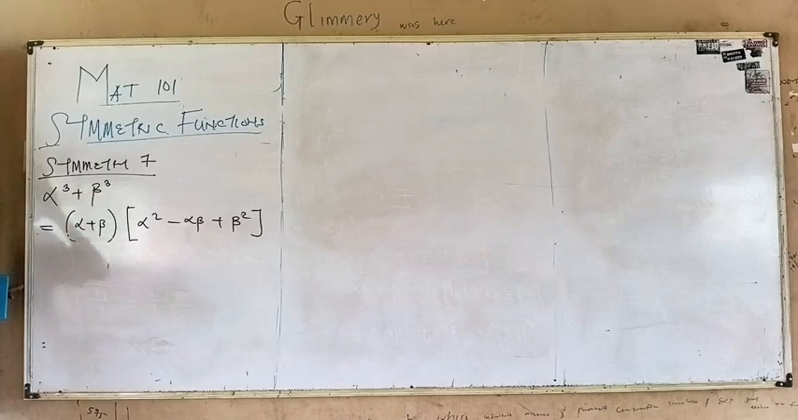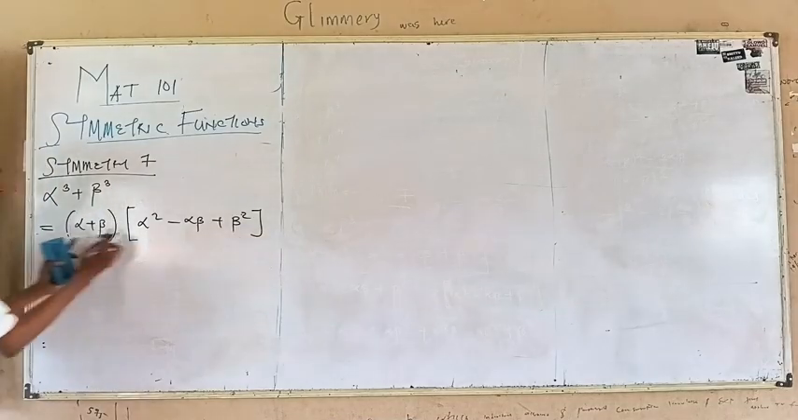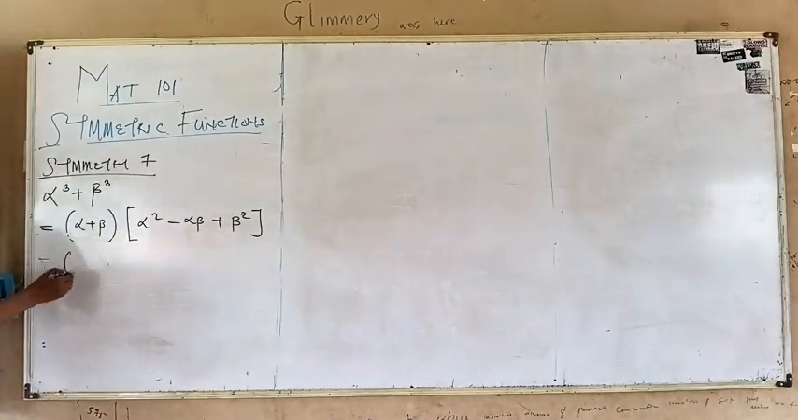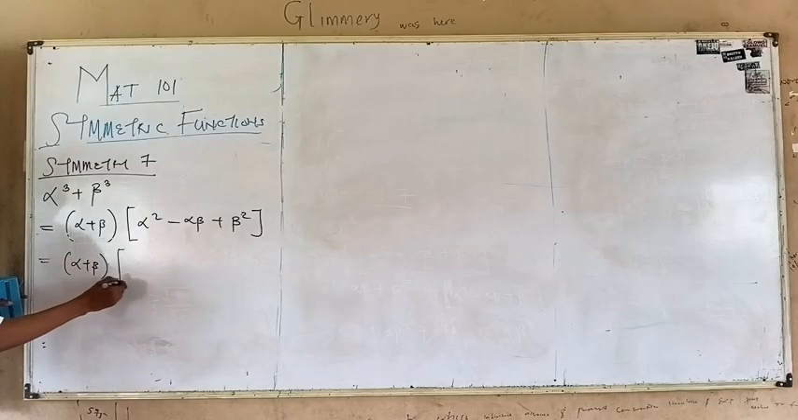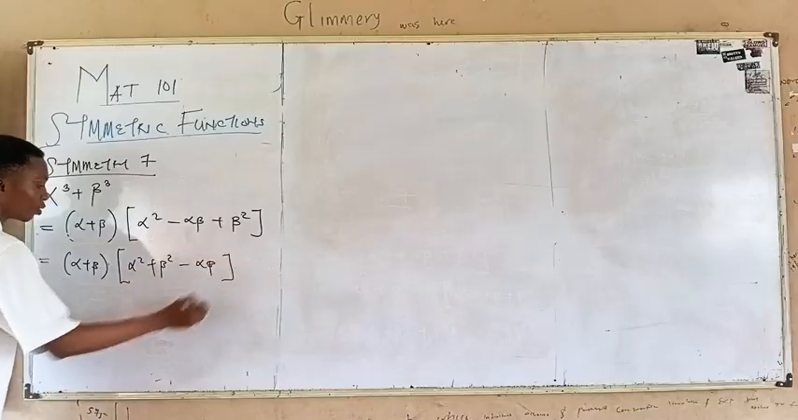Should we try it? I've done it before. Now, is this complete? No, this is already complete. This is not yet complete. So let's complete it. What do I have? Alpha plus beta, then alpha square plus beta square minus alpha beta.